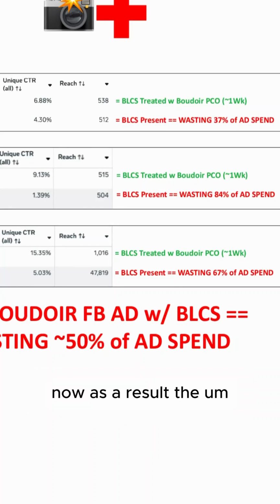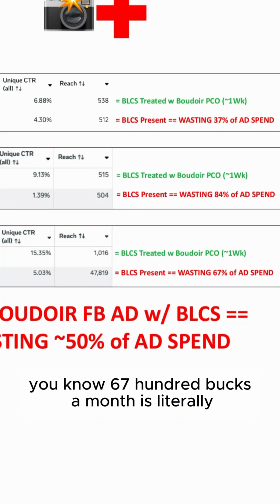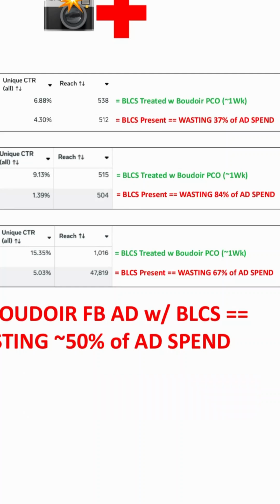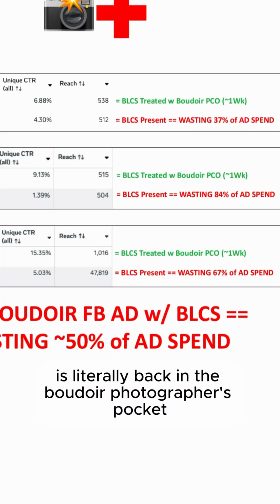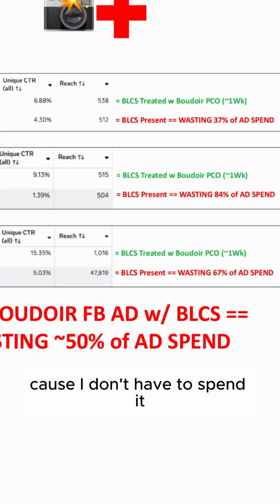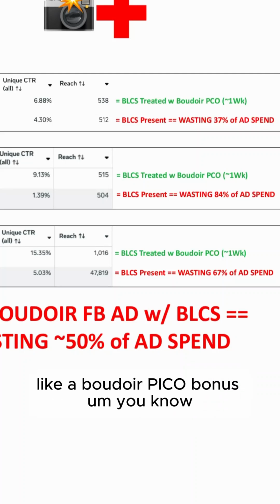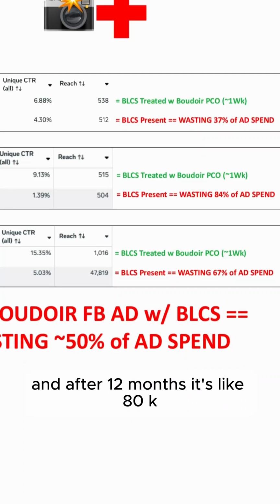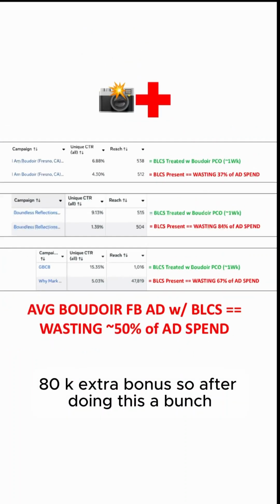Now, as a result, the $6,700 a month is literally back in the boudoir photographer's pocket because they don't have to spend it. Have like a phantom bonus, like a Boudoir Pico bonus. And after 12 months, it's like 80K extra bonus.